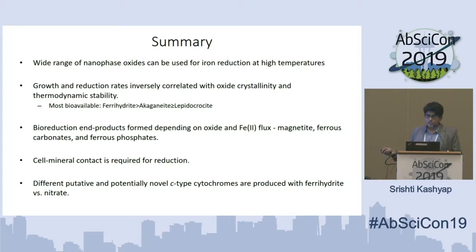The end products of reduction depend upon oxide and Fe2+ flux, and magnetite, ferrous phosphates, and ferrous carbonates can form. The latter 2 of these, to the best of our knowledge, have not been reported for high temperature iron reducers, and so we'd be interested to see if this is a phenomenon that occurs overall. Additionally, from a physiological standpoint, cell-mineral contact is required for reduction, and potentially novel C-type cytochromes may be produced with ferrihydrite relative to nitrate. And we're looking into this further using differential gene expression and quantitative proteomics experiments.